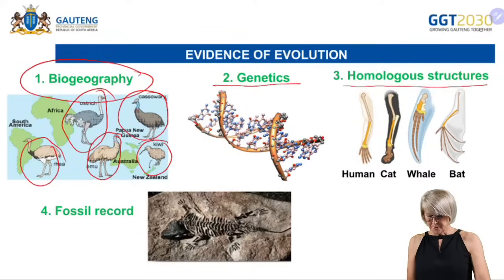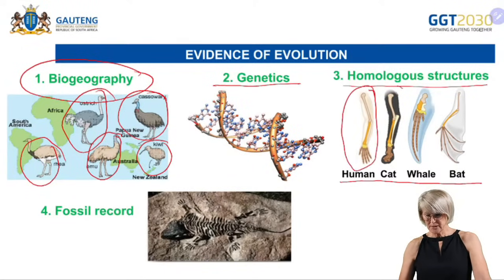And here we see, if we have a look at all of these organisms, one is a human, a cat, a whale, and a bat. But if we have a look at the internal structure, we can actually see that the bone structure of all of these animals is exactly the same.